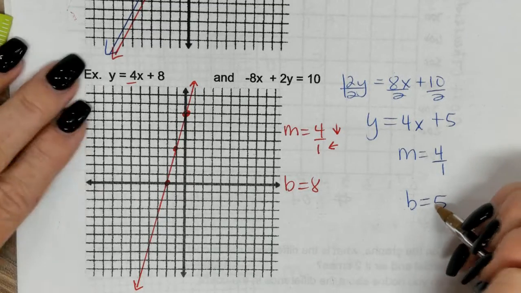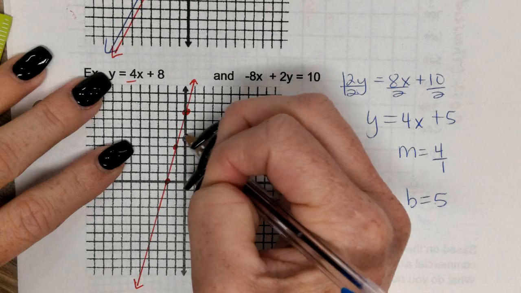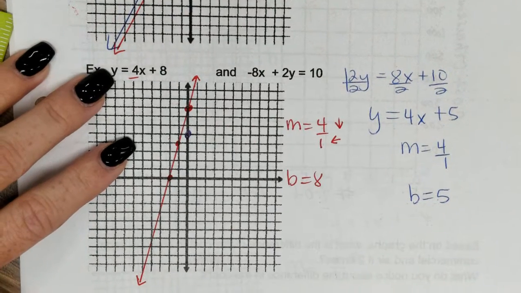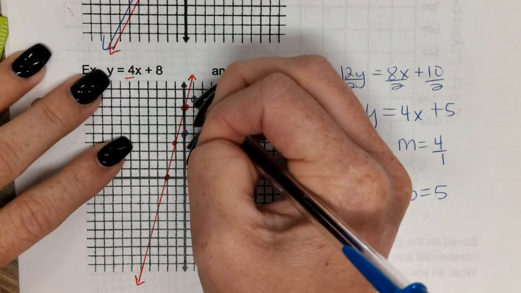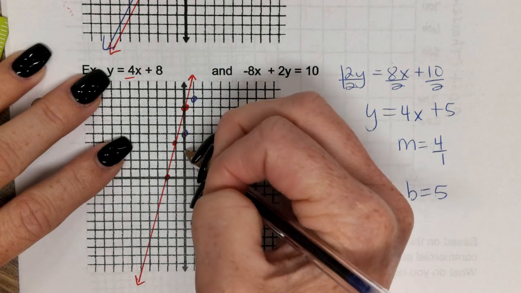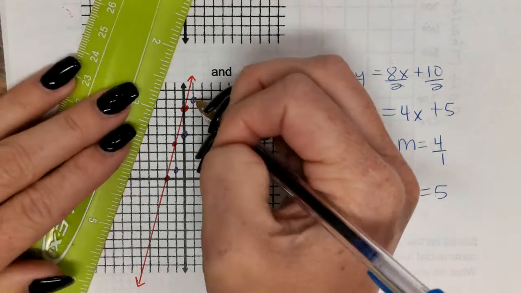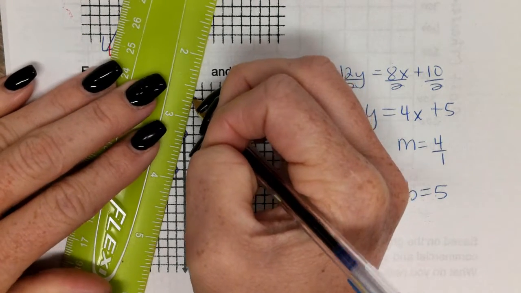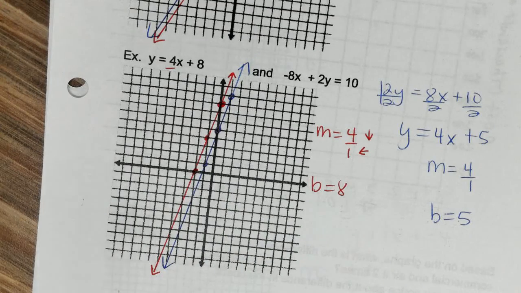My next one, my starting point is 5. Could this one I have gone up 4 and right 1? Yeah. Or I could go down 4, left 1. Are these parallel? Why are they parallel? Because their slopes are the same.